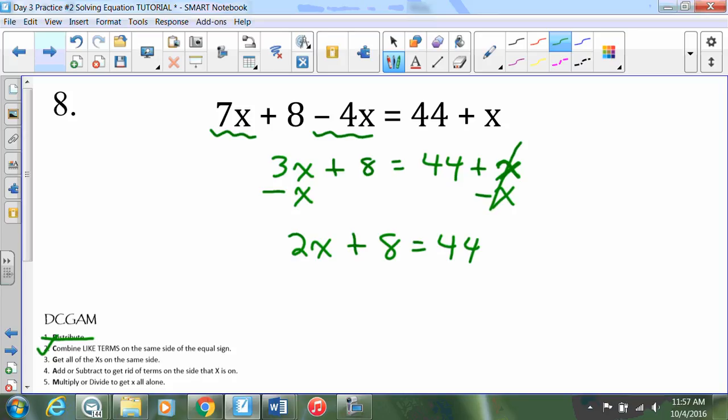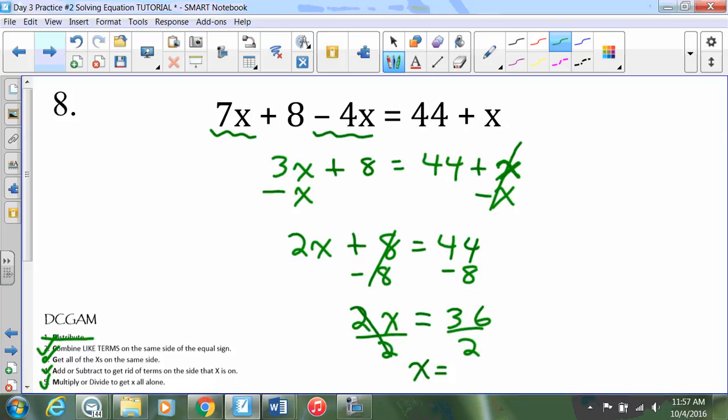So once we're done with that, we got the x's on the same side. All right, we're looking at the 8. We're looking at you 8. We're going to get rid of you by doing the opposite, which is subtraction. So we subtracted, and that goes away. So we end up with 2x. Bring down the equal, and 44 minus 8 is 36, which brings us to our very last step. We're going to divide both sides by 2, and we get x equals 18.